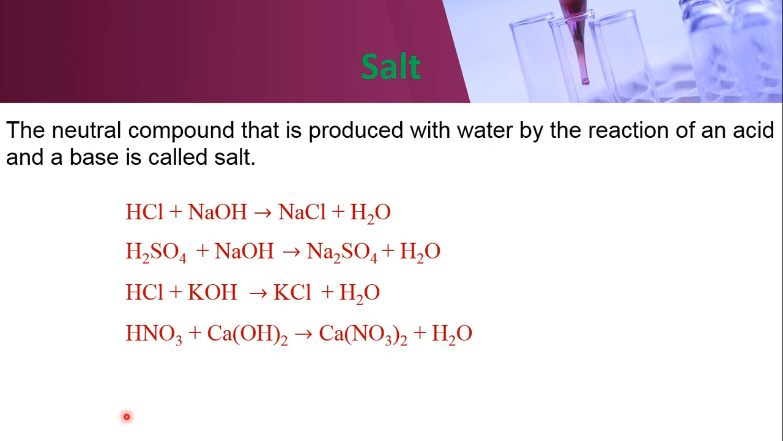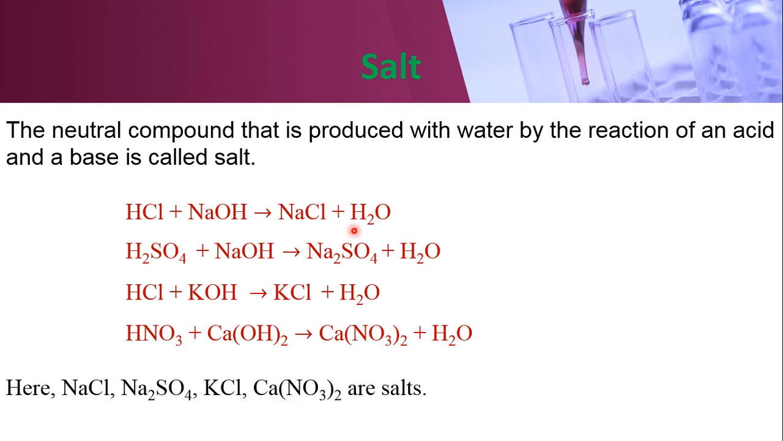Here nitric acid reacted with calcium hydroxide and produced calcium nitrate and water. So, here calcium nitrate is a neutral compound and it is a salt. So, from all these reactions we can tell that sodium chloride, sodium sulfate, potassium chloride, calcium nitrate, all these are salts and they are neutral compounds and they are produced by the reaction of an acid and a base.